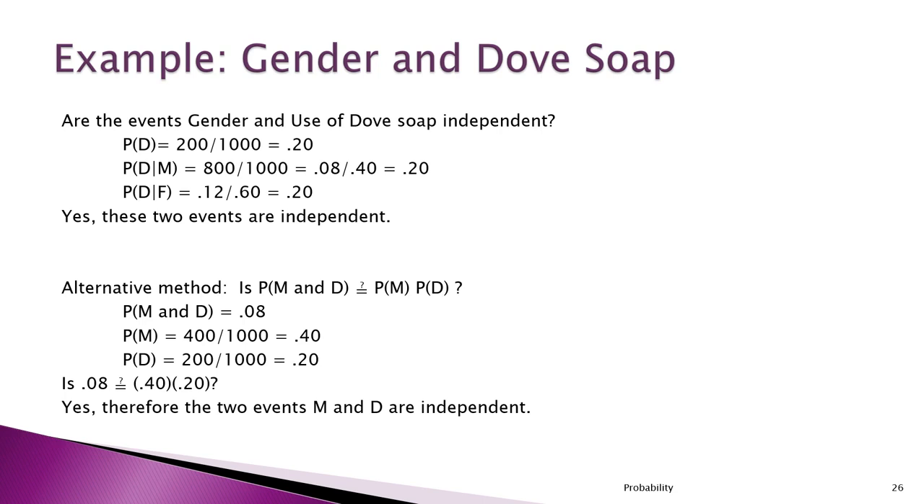If you want to do it a different way, we know that the probability of M and D, the joint probability, is 8%. Is that equal to the probability of M times the probability of D? Well, 0.08 is equal to 0.40 times 0.20. So yes, the two events M and D are independent of each other.